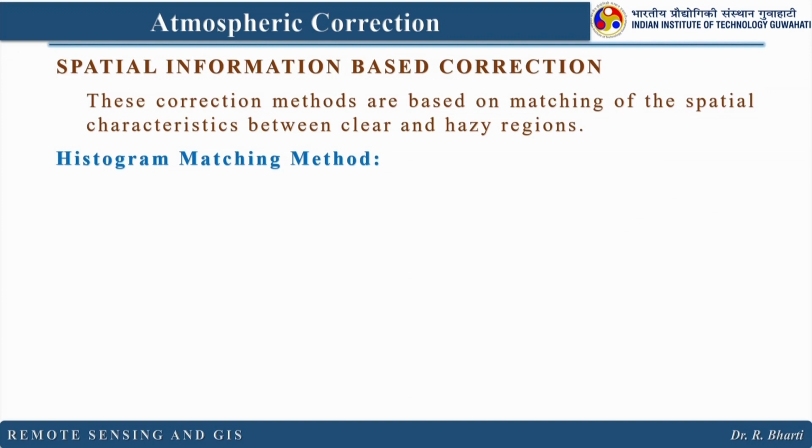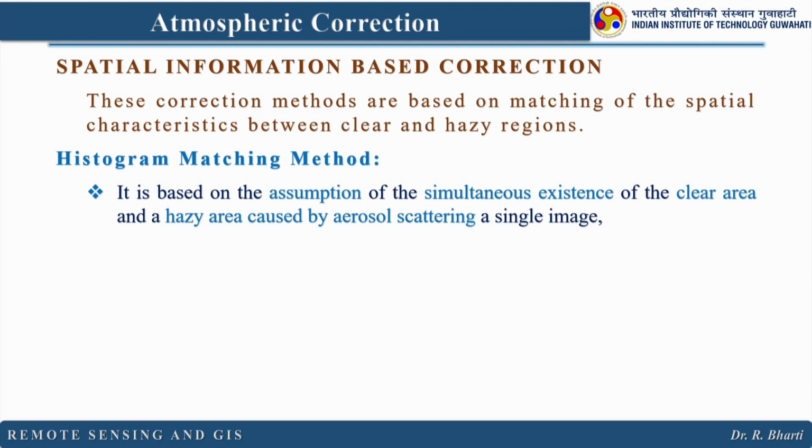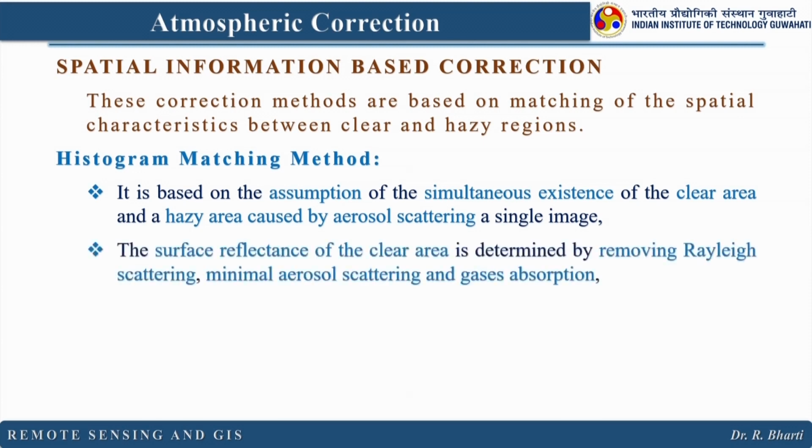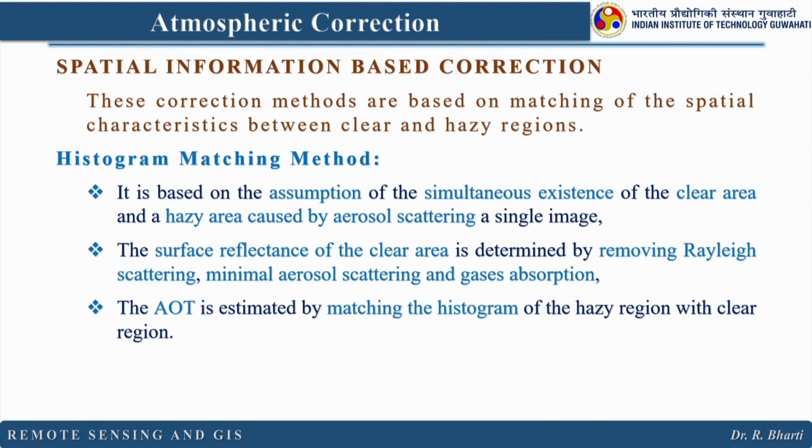So, the first method is histogram matching method. It is based on the assumption of the simultaneous existence of the clear area and hazy area caused by aerosol scattering in a single image, right. The surface reflectance of the clear area is determined by removing Rayleigh scattering, less aerosol scattering and gas absorption, right. The AOT is estimated by matching the histogram of the hazy region with clear region.